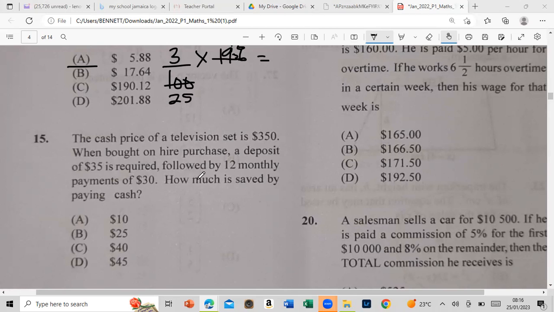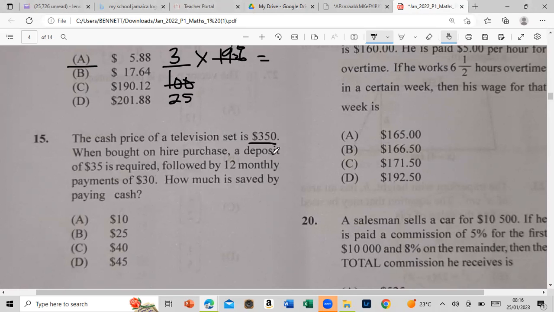I think I've seen this question before. I've done so many questions, guys. Sometimes just by reading, you think, oh, I've seen this one. Alright, so let's go. The cash price is 350, so I'm going to ignore that first.